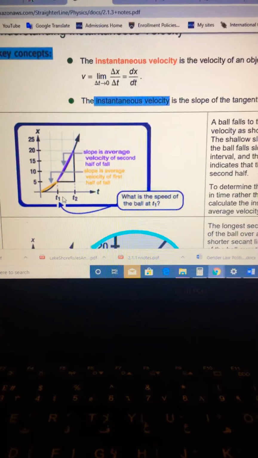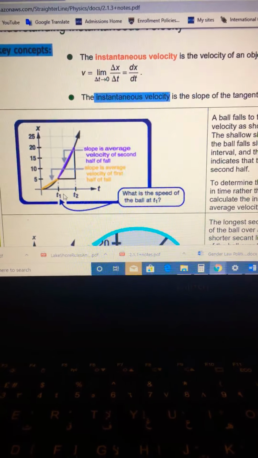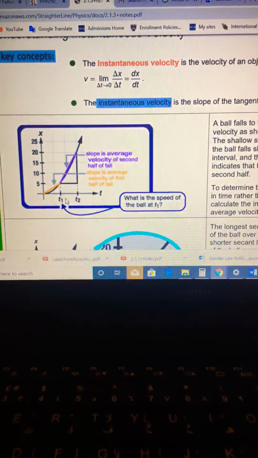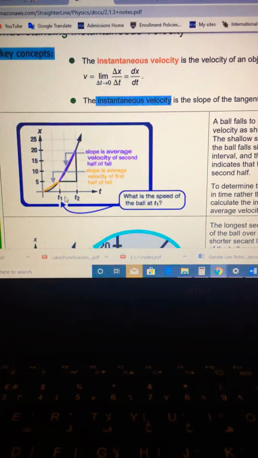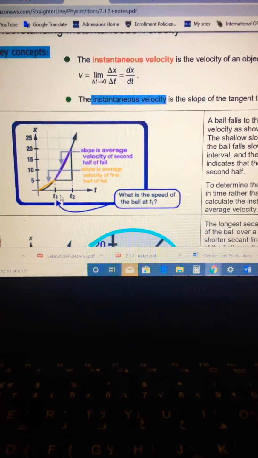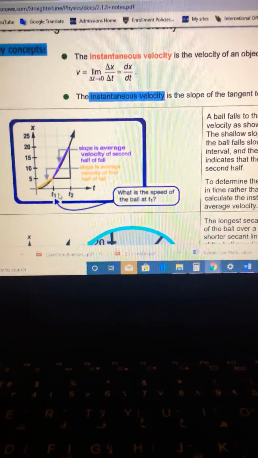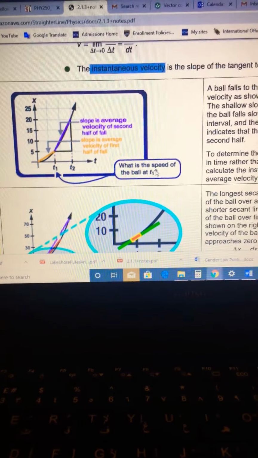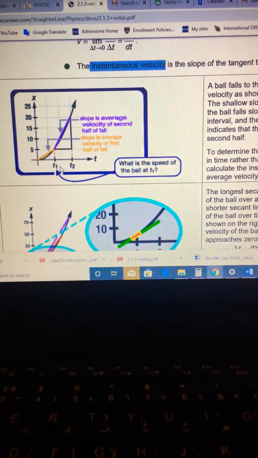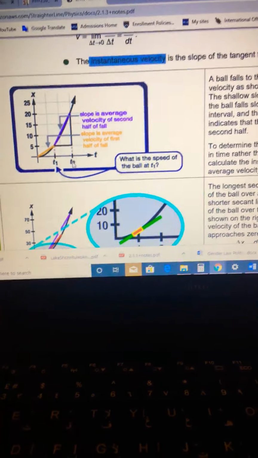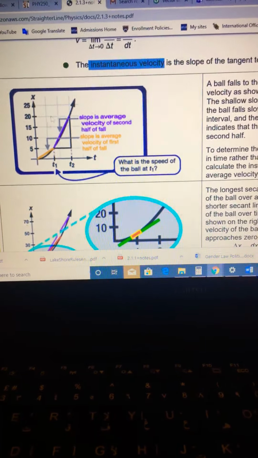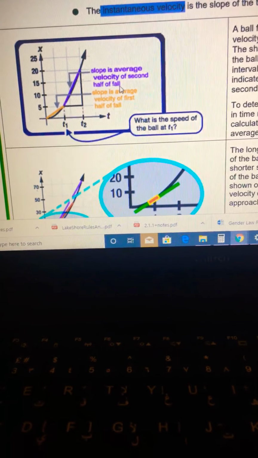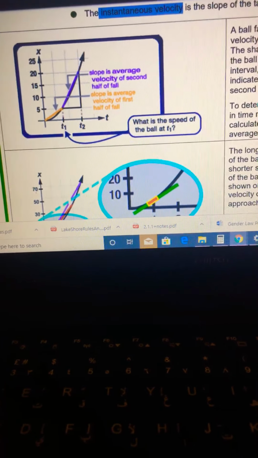So to determine the speed of the ball at a specific point in time rather than over an interval, you need to calculate the instantaneous velocity instead of the average velocity. So what's the speed of the ball at t1? What's the speed of the ball at t2? So we have to calculate the instantaneous velocity rather than the average velocity.